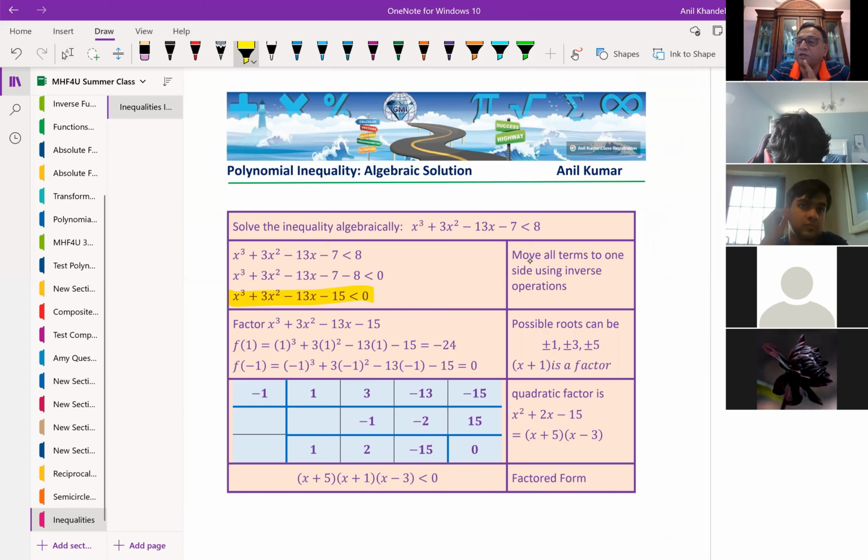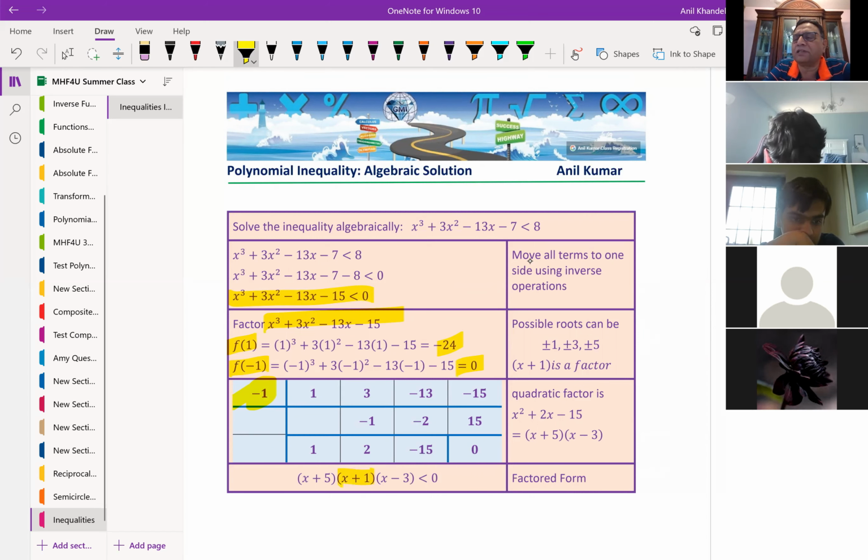That means we are looking for negative intervals. Inequalities will give you a range of solutions, not just a value. So now we need to factor this. We tried f of 1, we got minus 24, f of minus 1 gave us 0. That means x plus 1 is a factor, correct? So that is our factor, x plus 1.